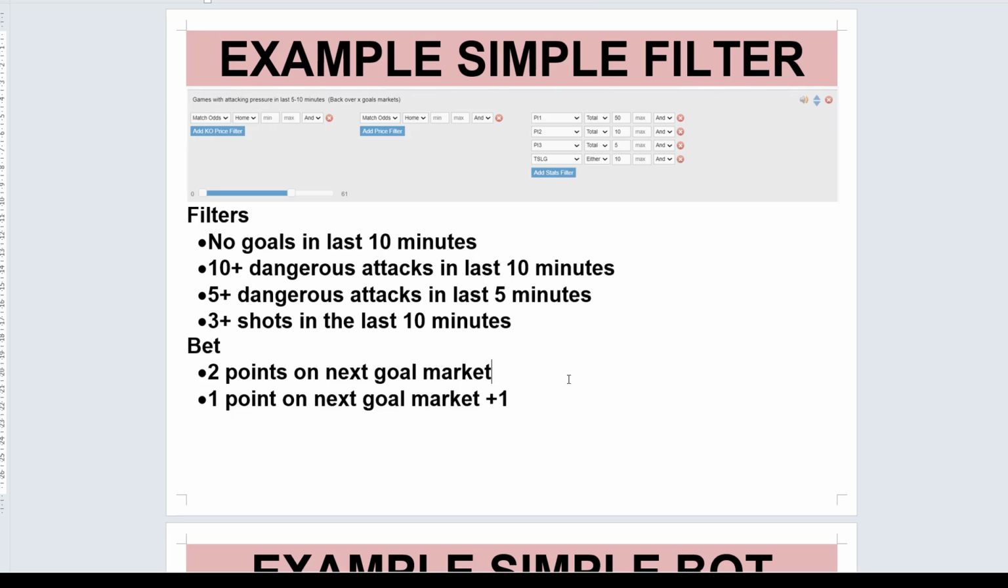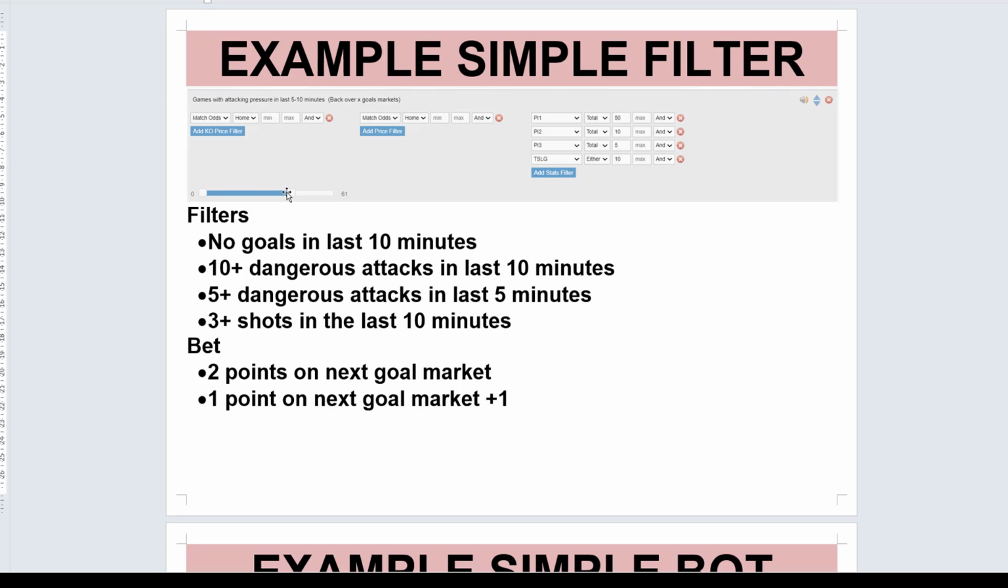And my idea of what to do with this: if I get a match that matches those filters, I would bet 2 points on the next goal market. So if it's 0-0, I'll bet on over 0.5 goals, or if it's 1-1, I'd bet on over 1.5 goals. And also I'd put a 1 point bet on the next goal market +1. So if it's 0-0, I'd also bet on the over 1.5 goals. The reason is that I'm going to get better odds on that market than on the next goal market that's coming up.